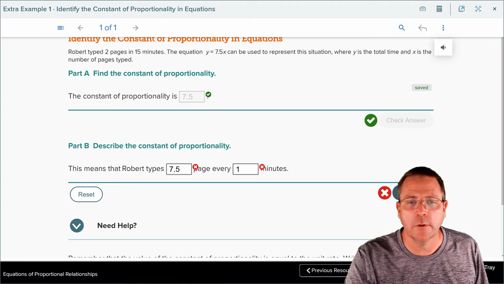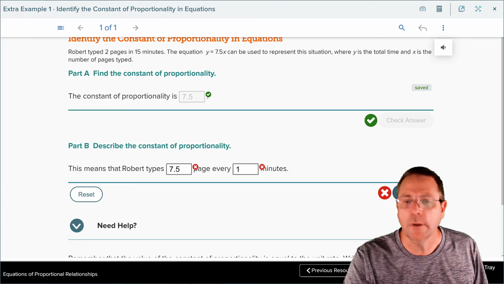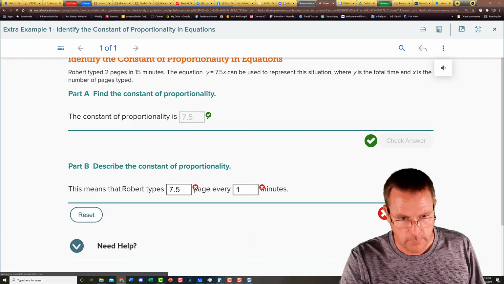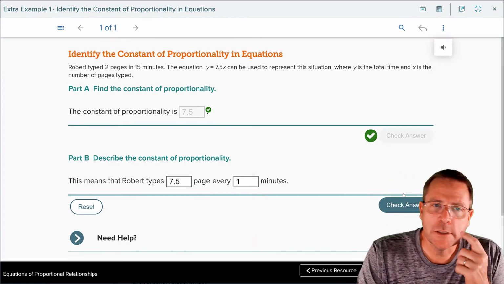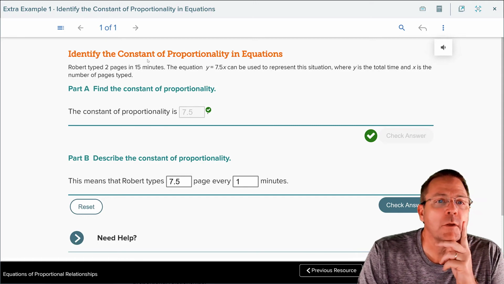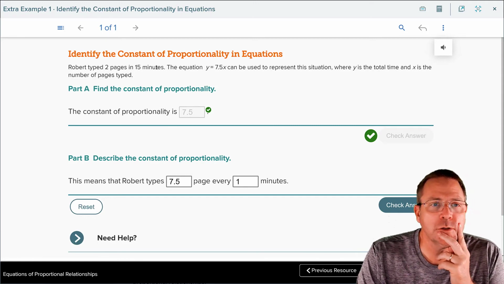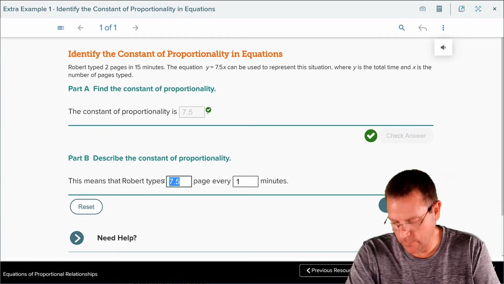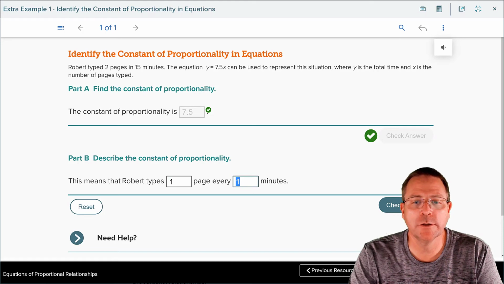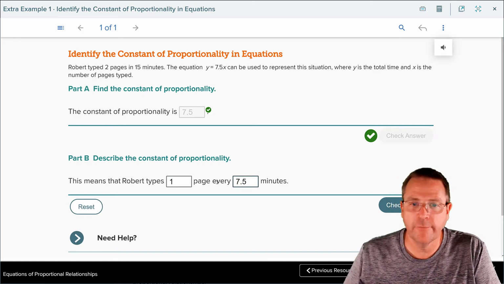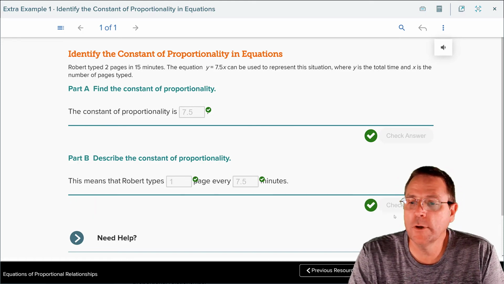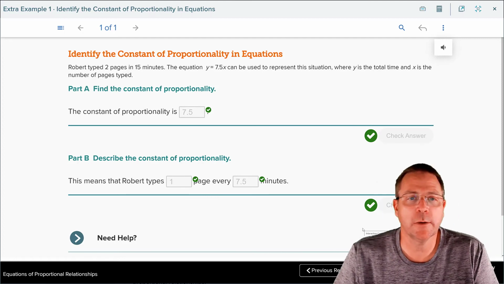What did we miss on this one? That doesn't make sense to me. Oh, I see where I screwed up. It said he types 2 pages in 15 minutes. Uh-oh. I flipped my numbers here. So I should be typing 1 page in every 7.5 minutes. See, even Mr. Reeds gets in big hurries and screws things up sometimes.